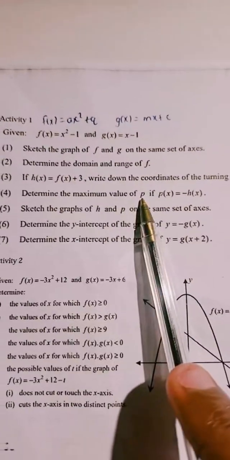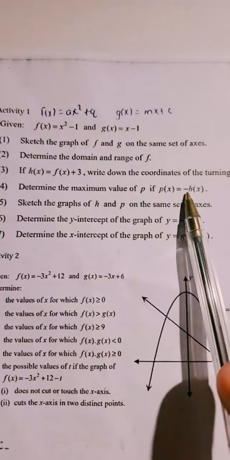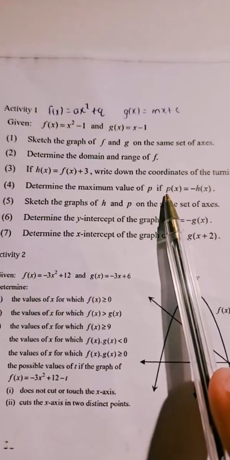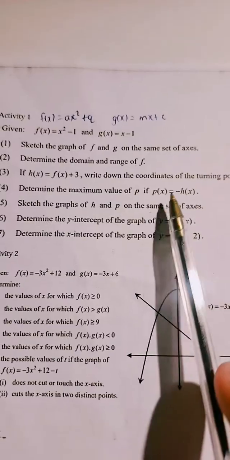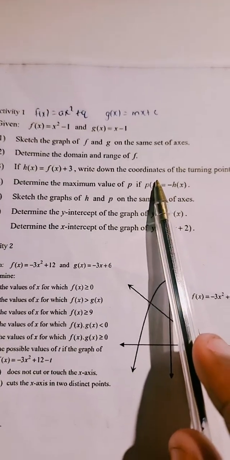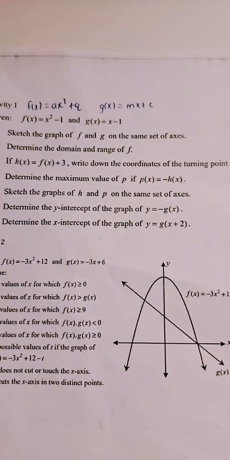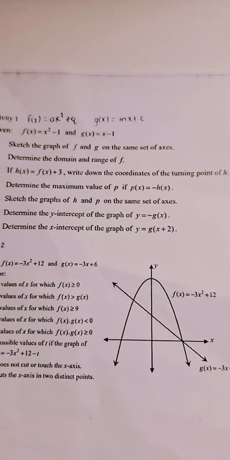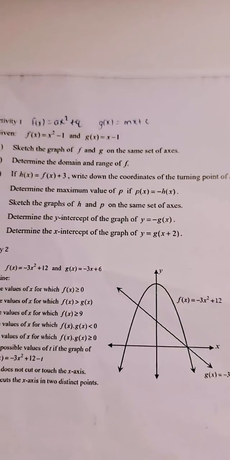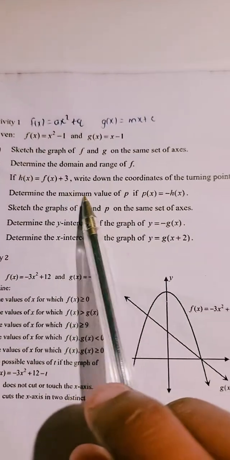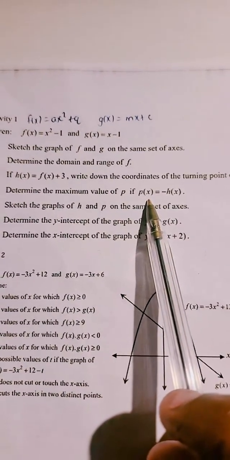Determine the maximum value of P if P of x is equal to negative h of x. Now, guys, once again, P of x. Did we see P of x featuring anywhere in the previous questions? Or is P of x something we are seeing for the first time? If P of x is featuring for the first time, it means we've got another new member of the family, people. Another new function. We've got a newborn baby. No, I'm just kidding.